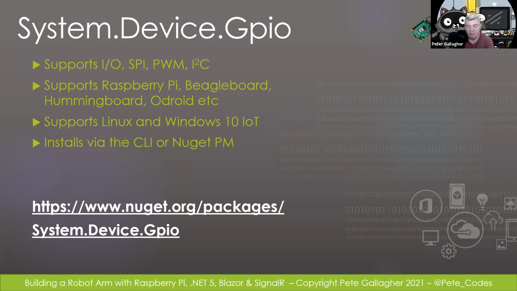That NuGet package actually supports a few other boards, but I tend to just concentrate on Raspberry Pi because I know it well. It also supports Windows 10 IoT, but I don't advise anybody to use that these days.